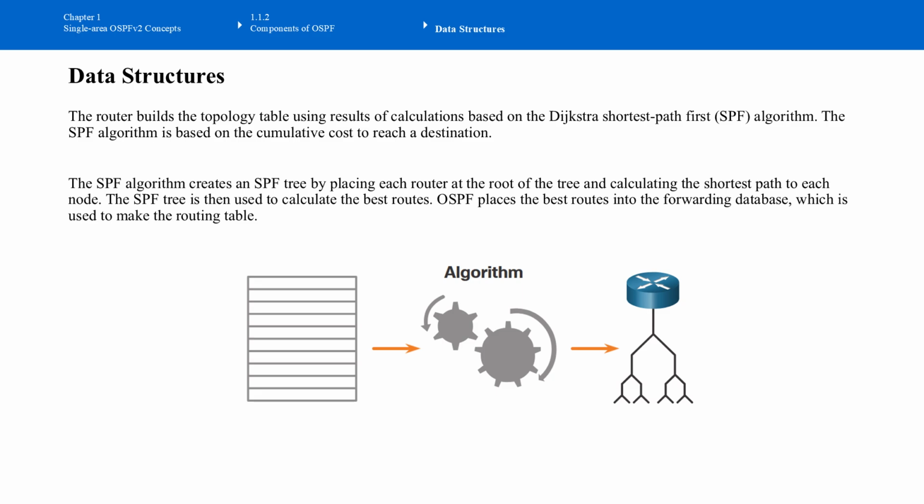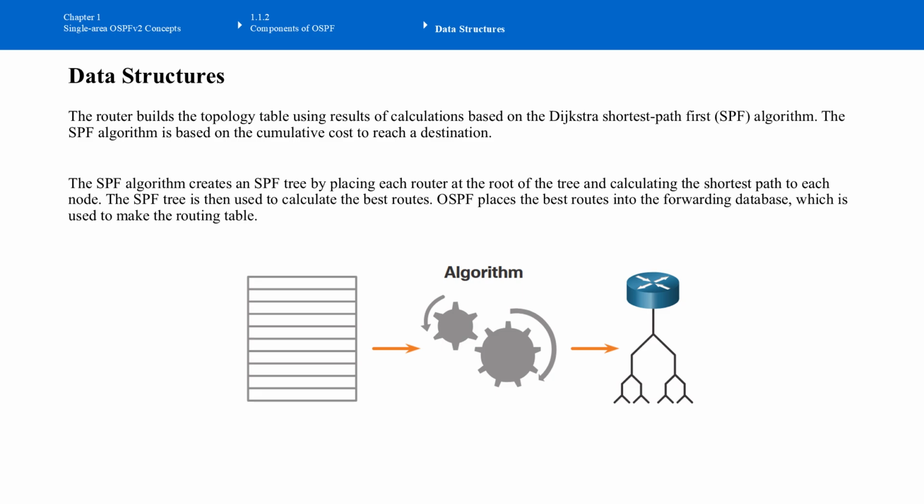Now let's see how OSPF actually decides which path is the best. After the router has collected information about the network and built its link state database, or the topology table, it still needs to determine which route should be used to reach each destination. This is where the Dijkstra shortest path first, or SPF, algorithm comes into play.